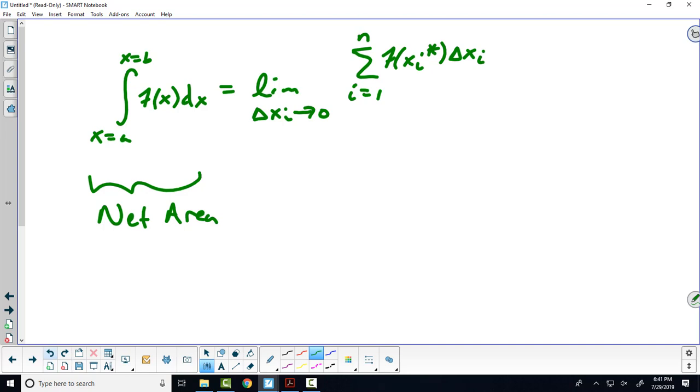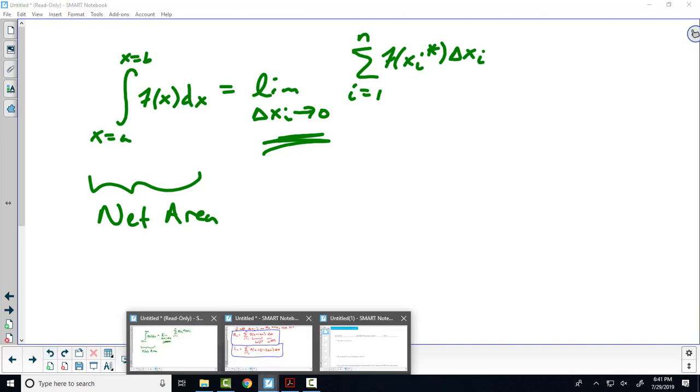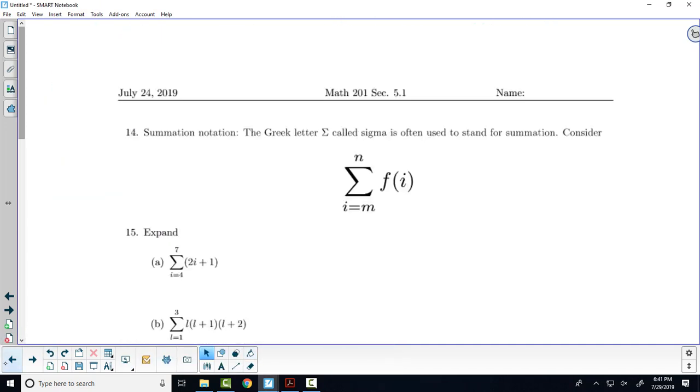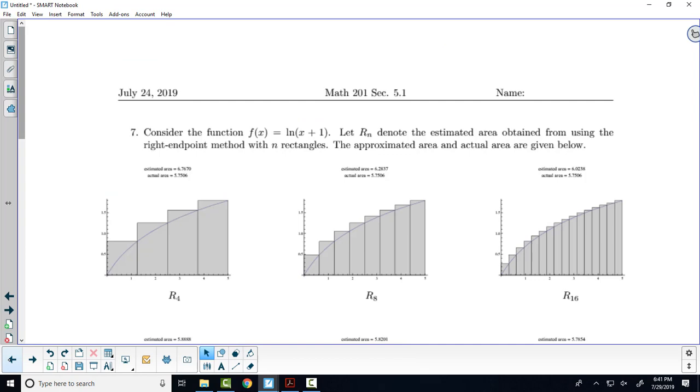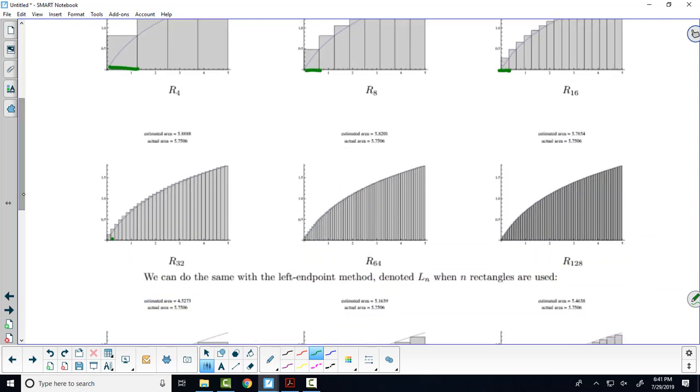And what am I doing? I'm taking the limit of the Riemann sum as what? The widths of the rectangles go to 0. We already hinted at this way back in our notes for 5.1. Way back in our notes for 5.1, we had this diagram here. And notice what happens as I continue and get better approximations of the area underneath the curve. What happens to the widths of the rectangles? They get smaller and smaller. I'm looking at the limit as the width of those rectangles goes to 0. Okay?